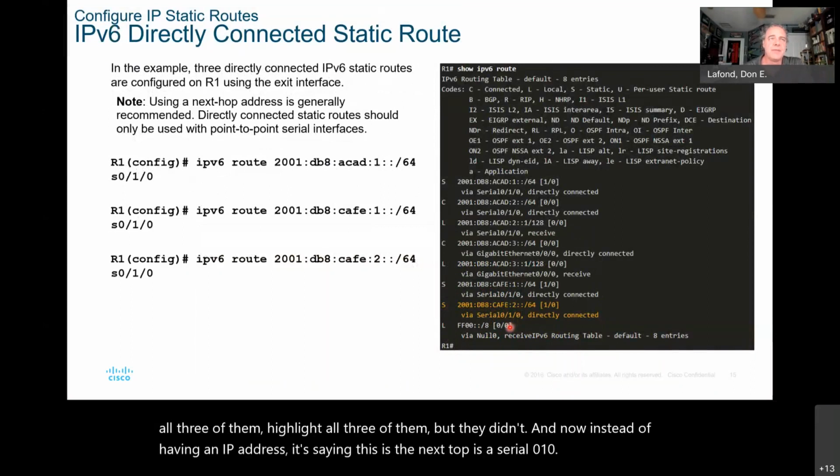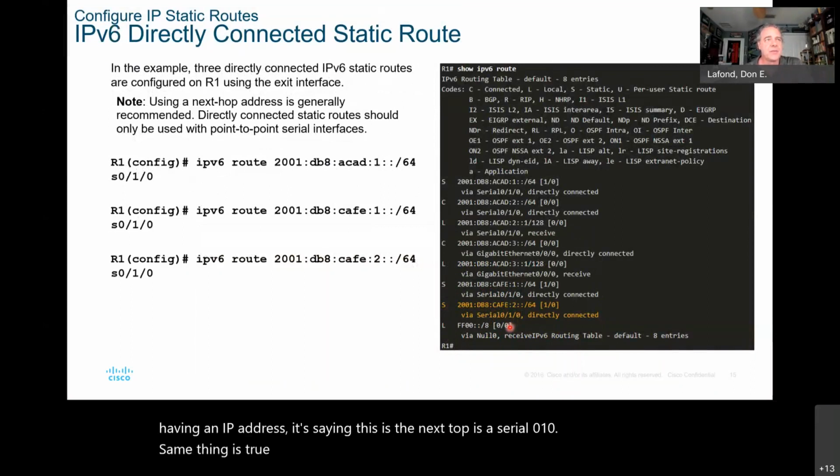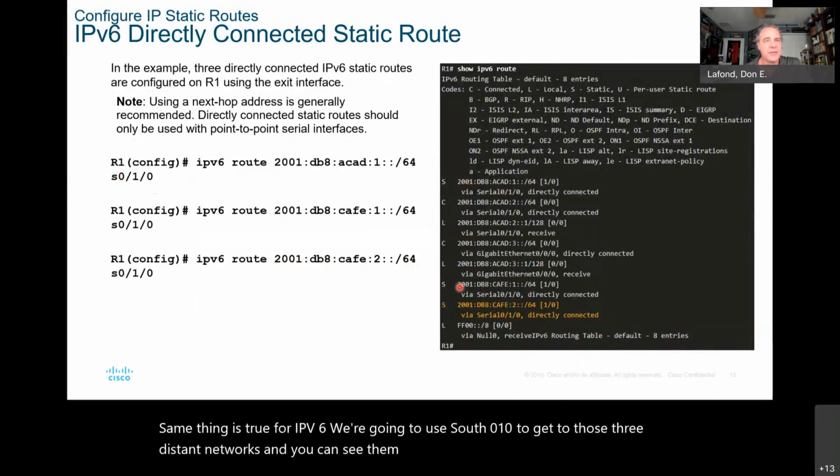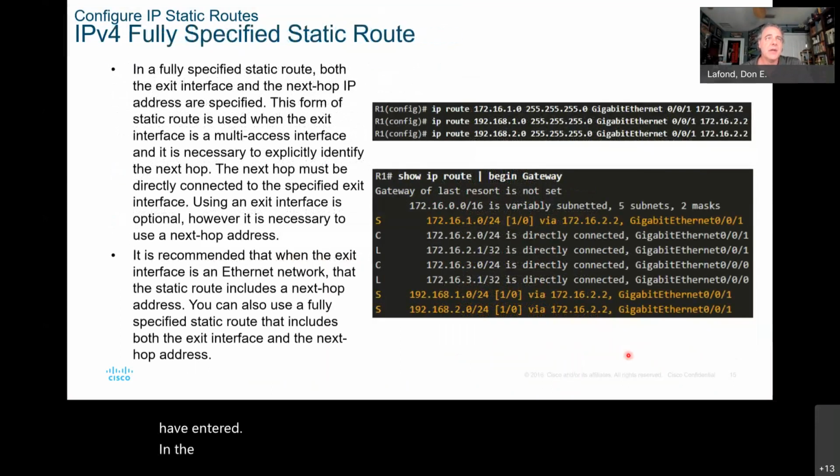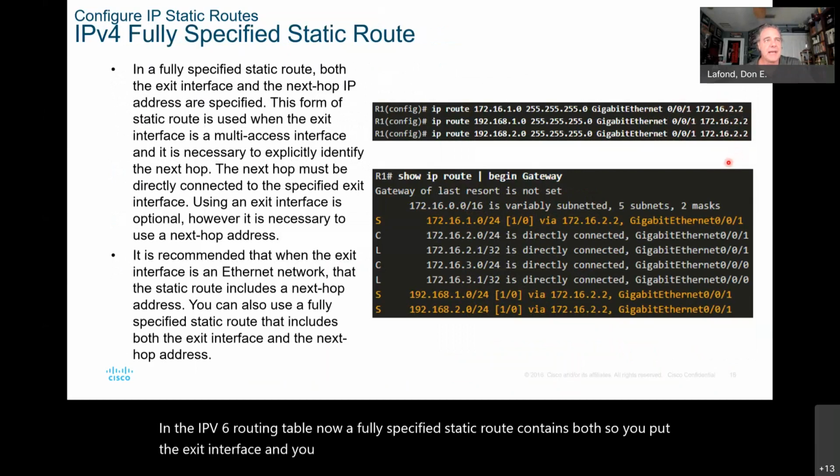Same thing is true for IPv6. We're going to use S0/1/0 to get to those three distant networks, and you can see them here with the three static addresses that we have entered in the IPv6 routing table. Now, a fully specified static route contains both. So you put the exit interface and you put the next hop IP address.